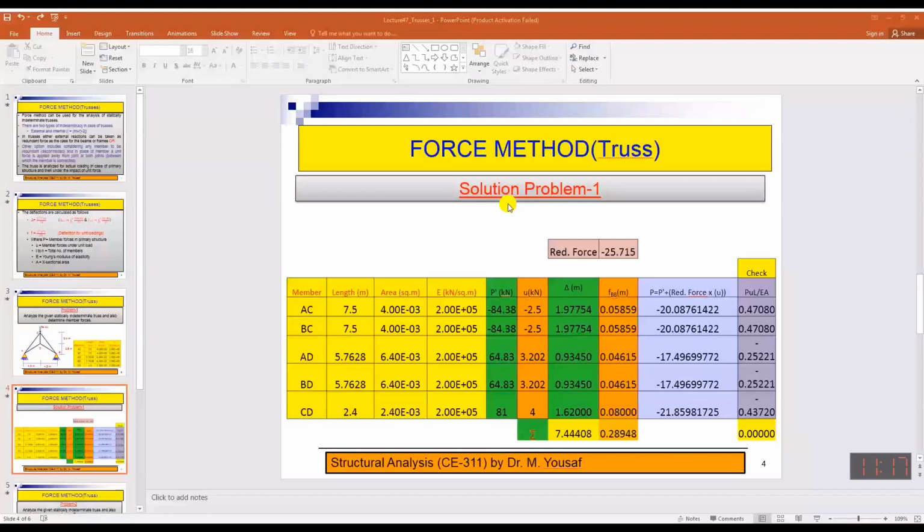Laiba. You are being removed from the session. Yes sir. Okay, Hafiz.